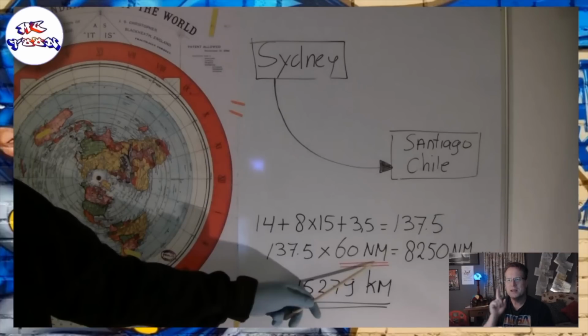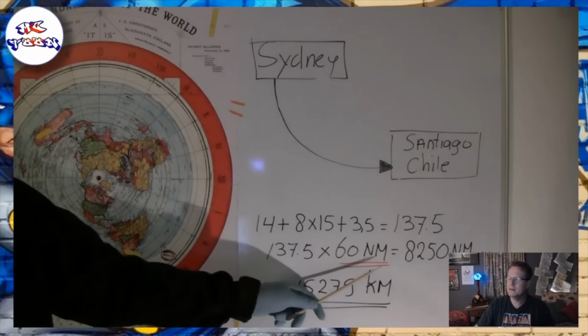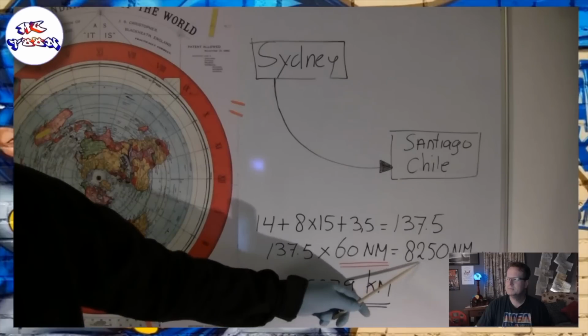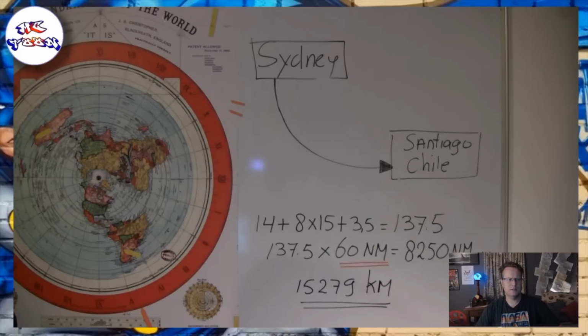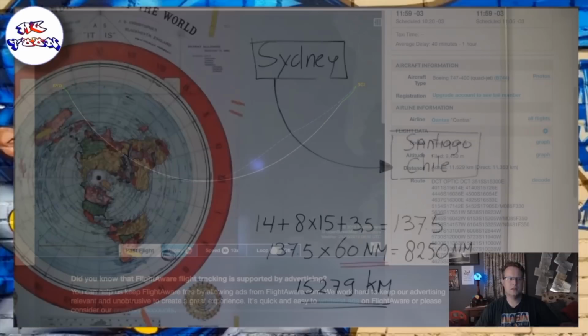60 nautical miles. These are degrees of longitude, which is different based on your latitude all across the earth. Even on the flat map, it doesn't make any sense. And if you're thinking right now, wait a second, I know what shape that is. Hold on, just hold on, we'll get there. That makes a total of 8,250 nautical miles. That's 15,279 kilometers. So, what is the actual distance between Sydney and Santiago?